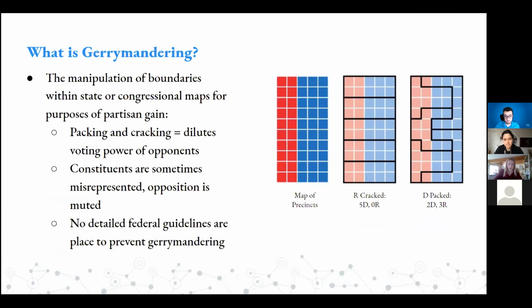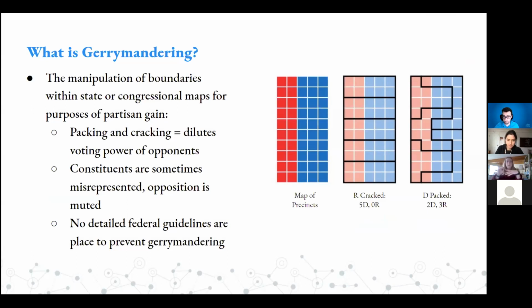So gerrymandering is the manipulation of boundaries within state or congressional maps for purposes of partisan gains. So we can see in the first picture, we're looking at the map of precincts. We'll talk about it in a bit, but a precinct is basically where you vote. So we're looking at just that body there, and we can split up this shape, the whole state, which we can see is 40% Republicans and 60% Democrats, in different ways, so that with 5 districts, a different number of them end up with Republican representation versus Democratic representation.